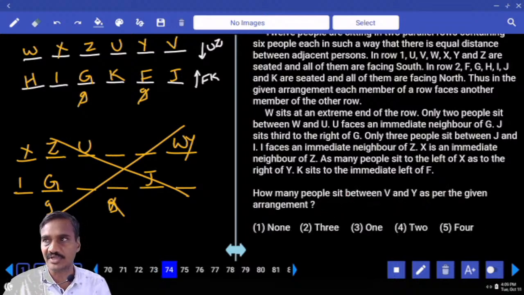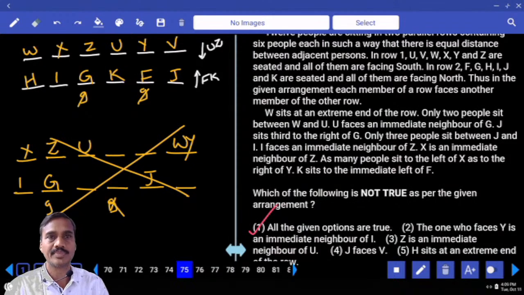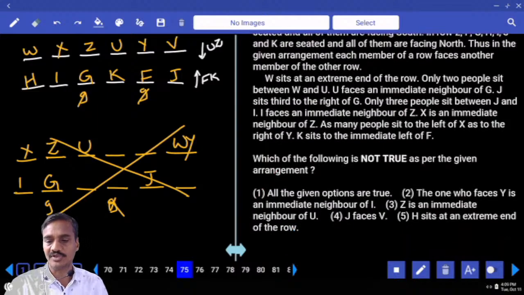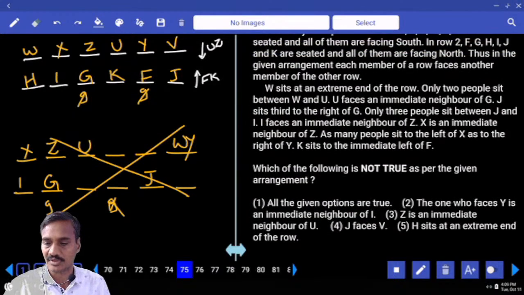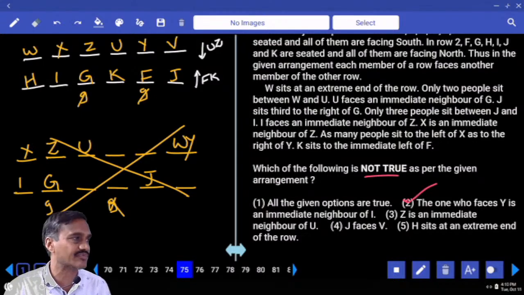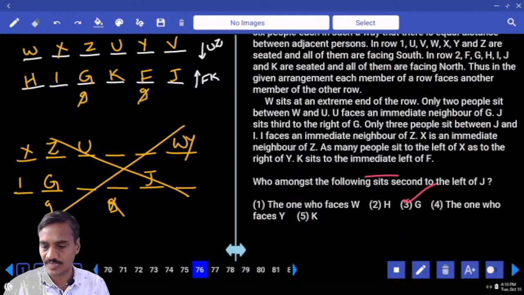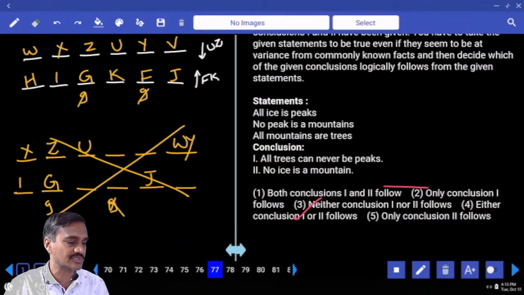How many people sit between V and Y? Between V and Y as per the given arrangement, there is no one. None, that is choice 1, 74. Then 75, which of the following is not true? The one who faces Y is an immediate neighbor of Y, false. Z is an immediate neighbor of U, definitely true, choice 3, question number 75. Then the one who faces Y is an immediate neighbor of I, which is not true. That is definitely false. Choice 2 is the answer, 75. Then who among the following sits second to the left of J? K, that is choice 5, question number 76.